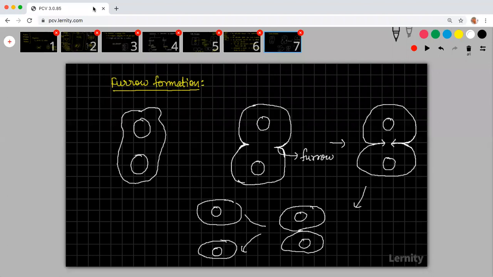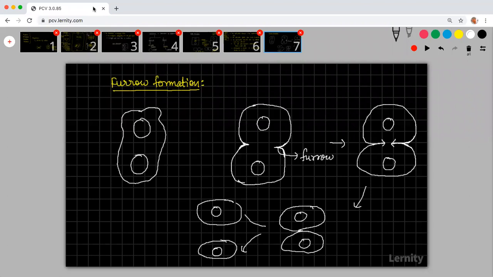Cleavage happens because of furrow formation. What we call cleavage is when a zygote is developing into an organism. The word cleavage is specifically used to indicate cell division that happens during embryo formation. So this is part of the cytoplasmic division. Cytoplasmic division is cytokinesis. When cytokinesis is there, a furrow is formed, and then two cells are divided.